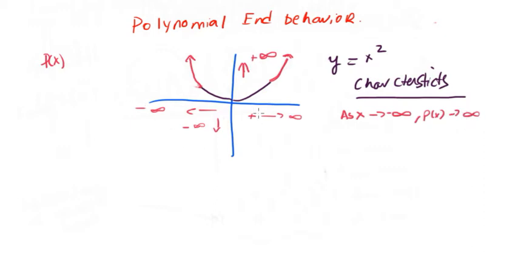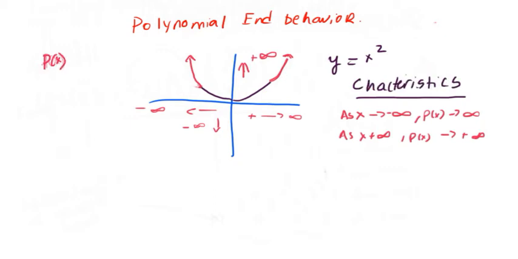Okay, great. Now, what happens as x approaches positive infinity? Well, as x approaches positive infinity, what happens to p of x? We're going this direction, but p of x is also approaching positive infinity. And you can see that here because let me make more clear what part of the graph we're looking at.